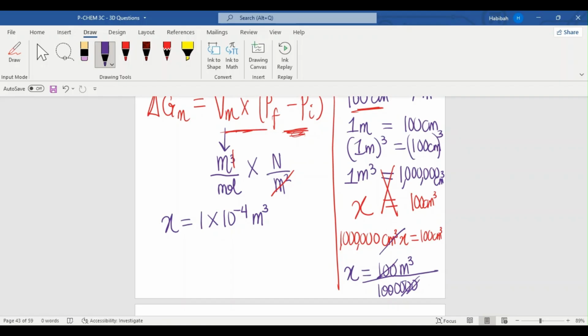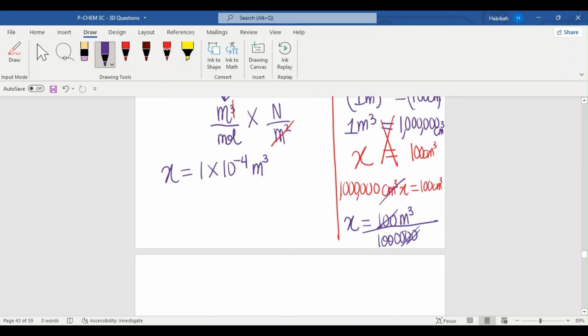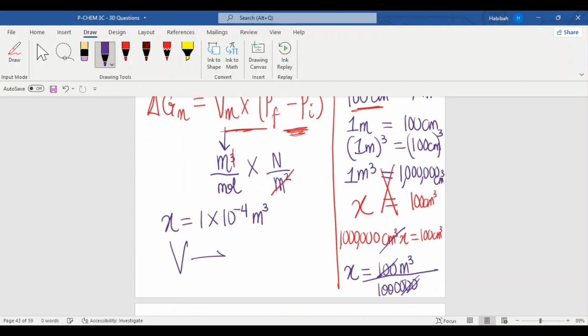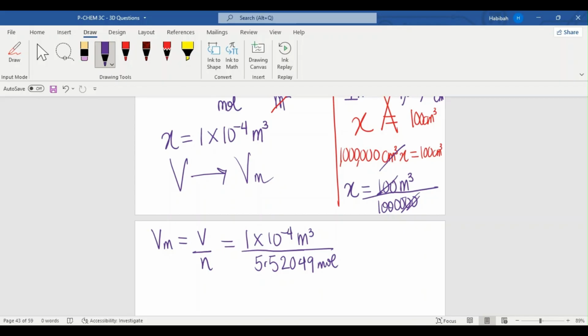Of course, we know that this can be divided by the number of moles. So basically, this is the volume, right? Divided by the number of moles, because we're trying to go from volume here to molar volume. So the molar volume is going to be volume divided by number of moles. So that would be 1 times 10 raised to the power negative 4 meters cube divided by the number of moles, which is 5.52049 mole. You guys can already see that this question is quite complex. So don't worry. At the end of the day, it's going to make sense.